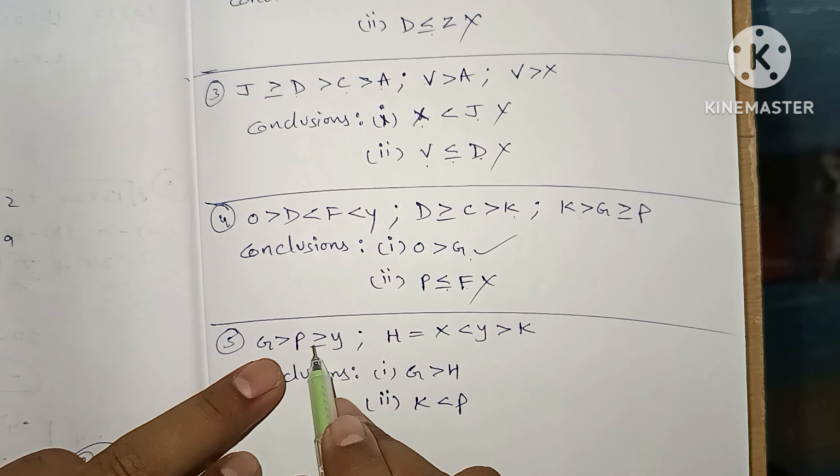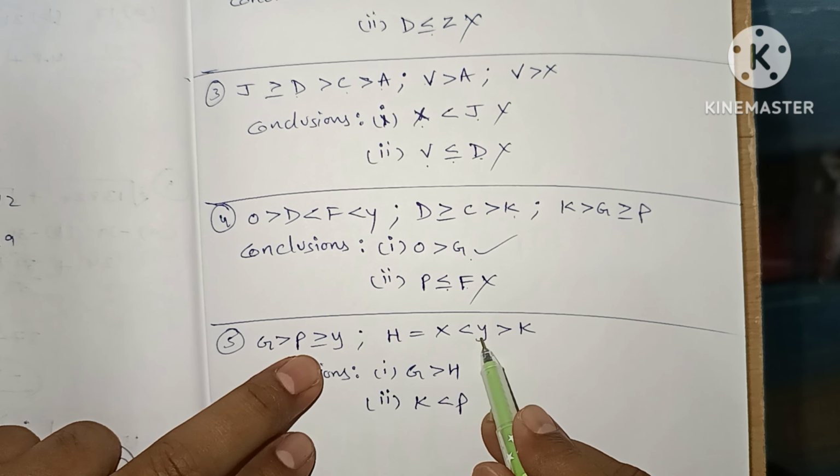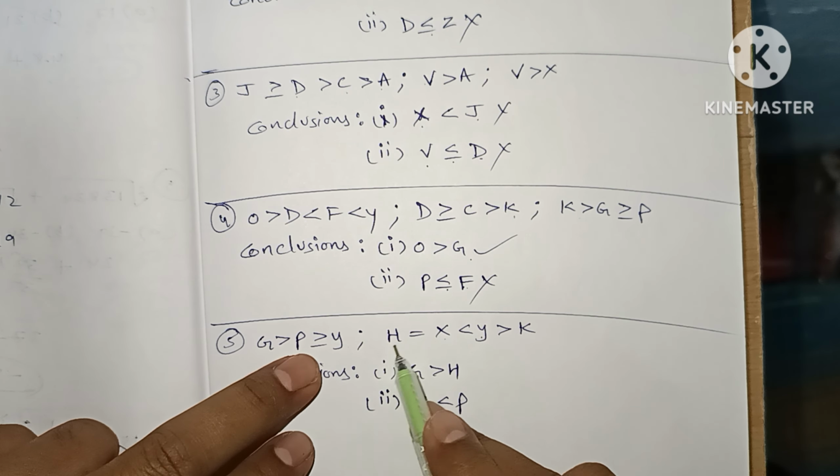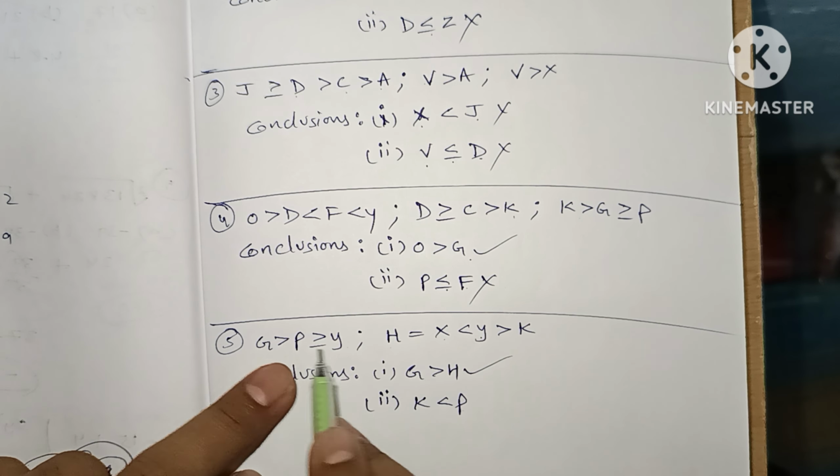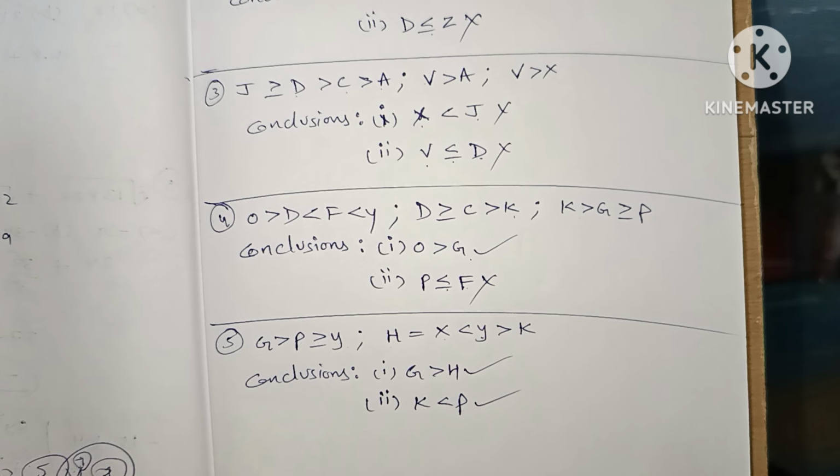G to H, G to P is possible, P to Y is possible, Y to K, X and H is also true. P to K, P to Y is possible, Y to K is possible, true.